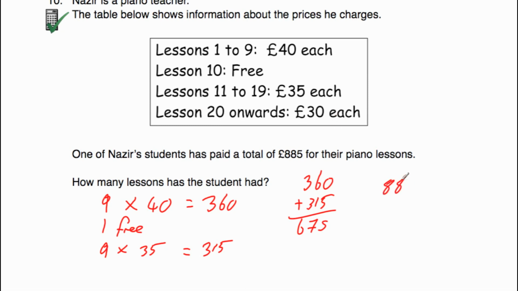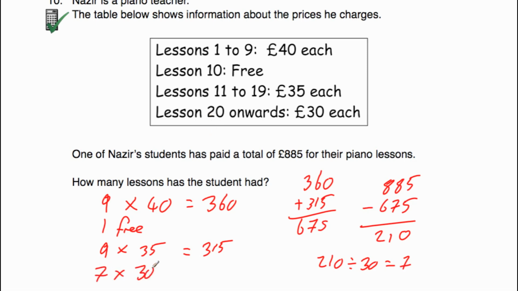So 885 take away 675. When we do that, we get 5 take away 5 is 0, 8 take away 7 is 1, and 8 take away 6 is 2. So for these £30 lessons, he spends a grand total of £210. If we do 210 divided by 30, that's equal to 7. So he's paid for 7 of these £30 lessons, and that's equal to £210. And if we add these totals up, the 360, the 315, and the 210, that's our £885.